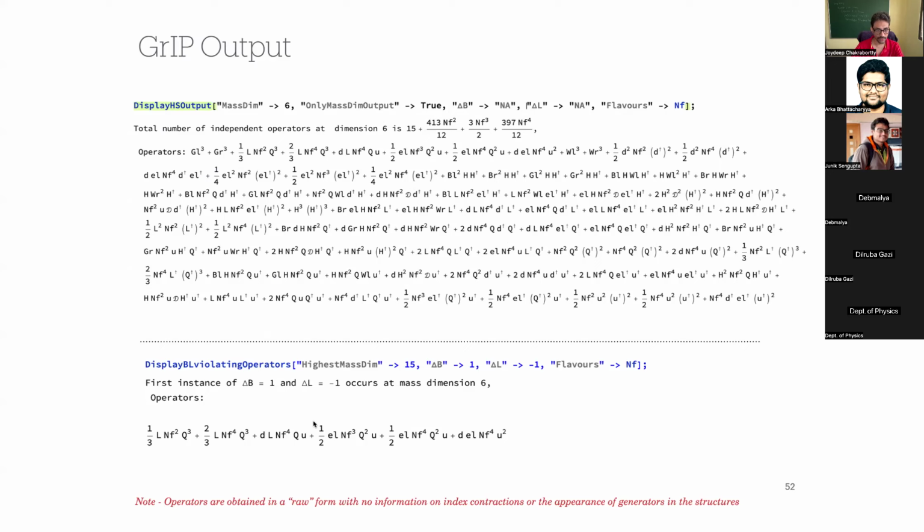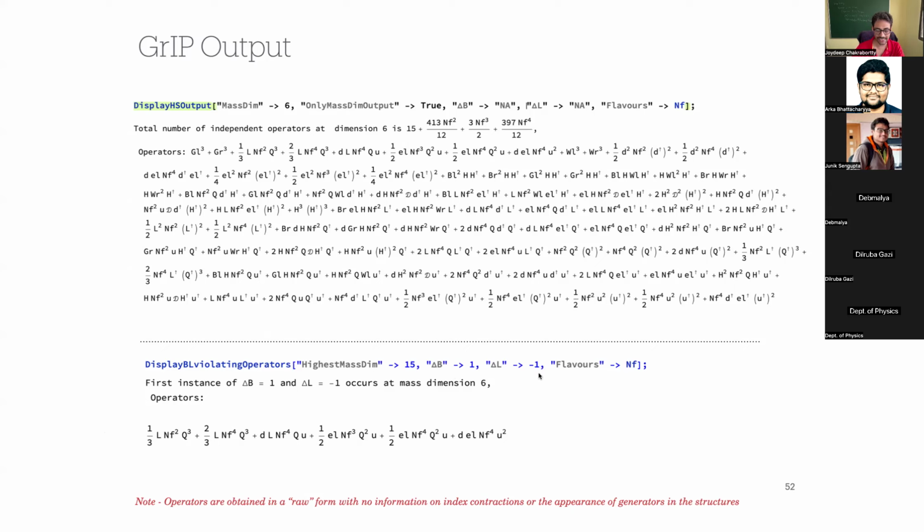Okay. And for example, for a baryon and lepton number violating operator, if you want delta B to be 1 and delta L to be -1, and you set up to dimension 15, then automatically you see the first time when you have an operator which possesses this baryon and lepton violation by 1 and -1, it will spit out that operator. For example, here at the dimension 6 level, you get this operator.